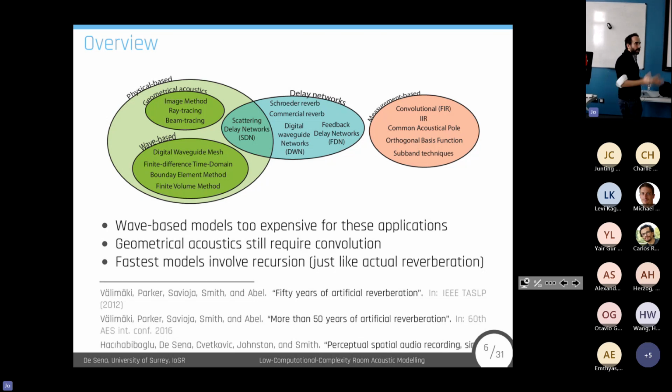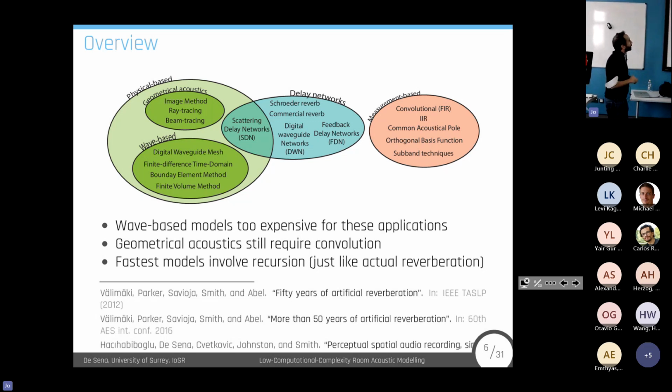Geometrical acoustic models, which make the approximate assumption that sound travels like rays, are a lot lighter from the computational perspective, but they still require convolution, right? You obtain an impulse response, and then you need to convolve with whatever anechoic sound you have, which is something you might not want to have, right? Even convolution on its own is quite computationally heavy, and something that, if we can, we would like to avoid.